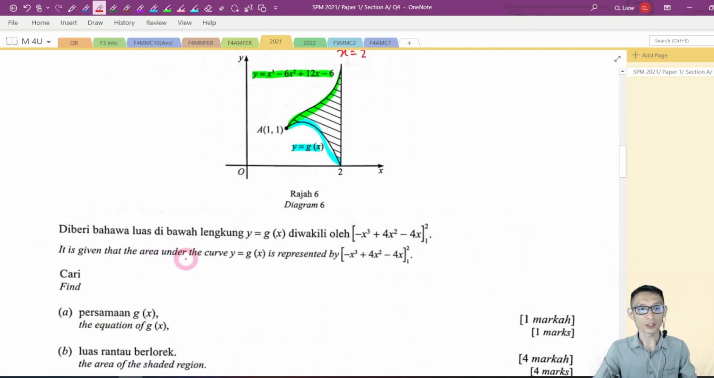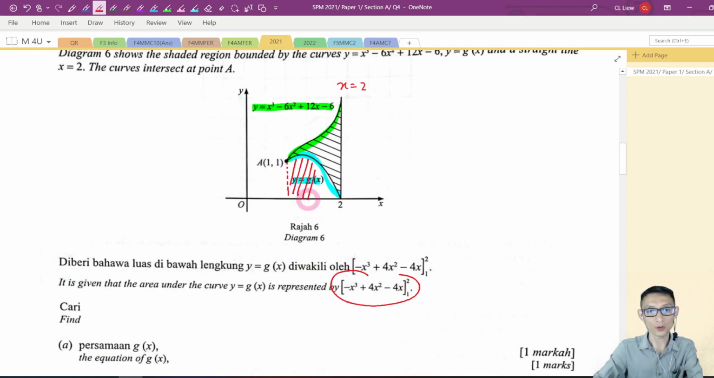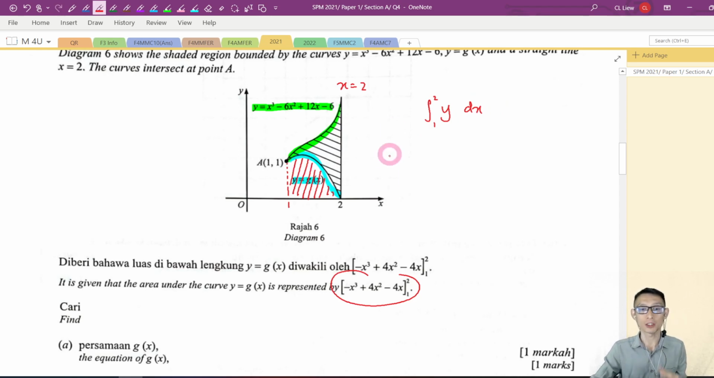It is given that the area under the curve y equal to g of x is represented by this one. So still remember, how do we get the area under a curve? This is actually talking about here. If you want to find the area here, it's actually equal to this. So we're looking downward like this, right? So we will be integrating y with respect to x, and this is 1, and this is 2. So this is how we get this area. But we don't know what the function of g of x is, right? But the question tells us that if we integrate this, we will be able to get this one.